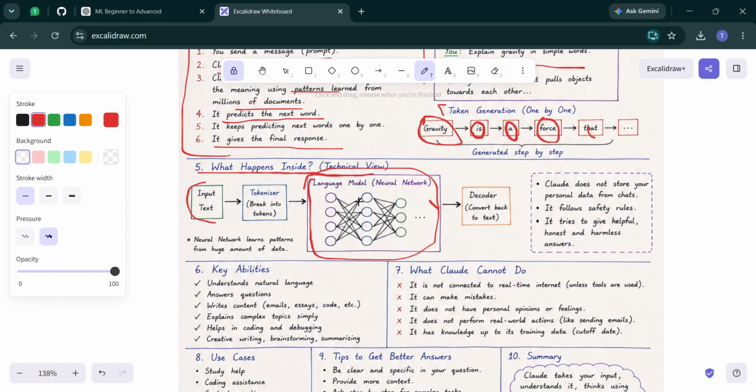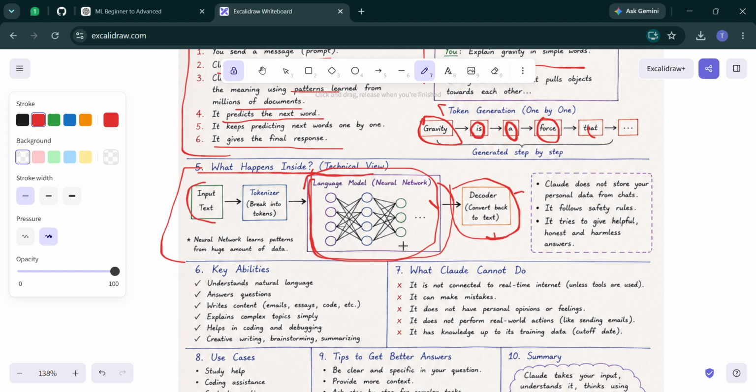It has learned patterns from a massive amount of data. After processing, Claude converts everything back into English, or normal text, and after that the final response comes. So this is the technical viewpoint of how Claude works.